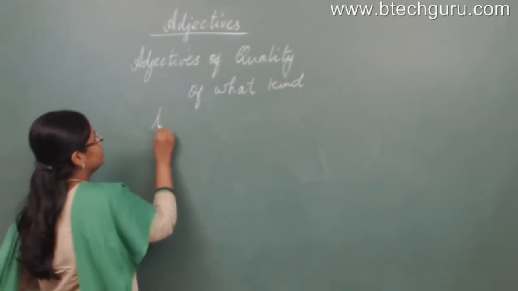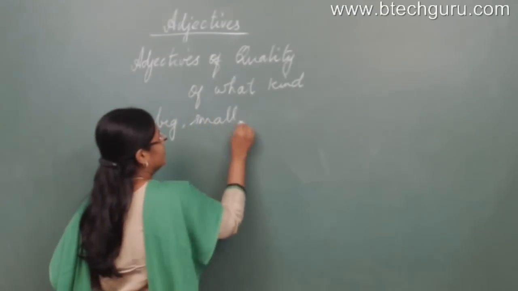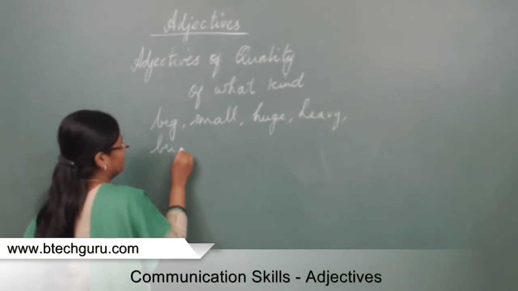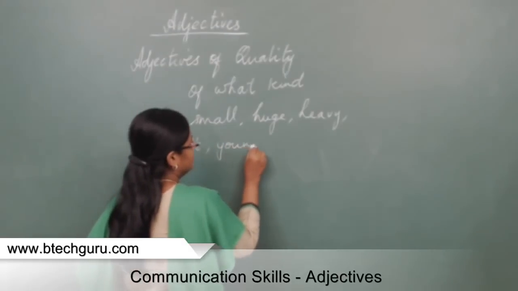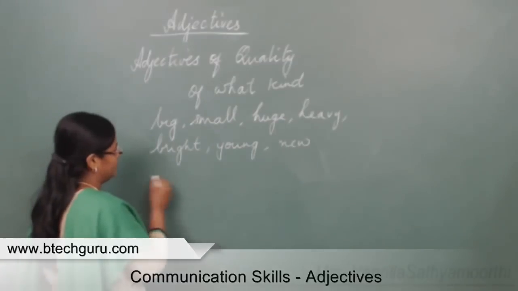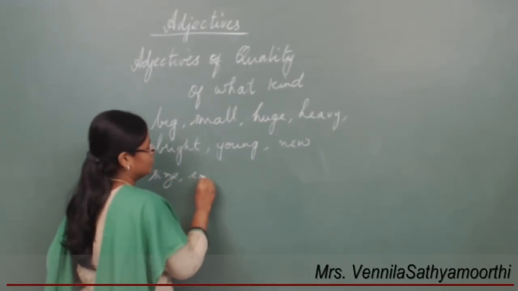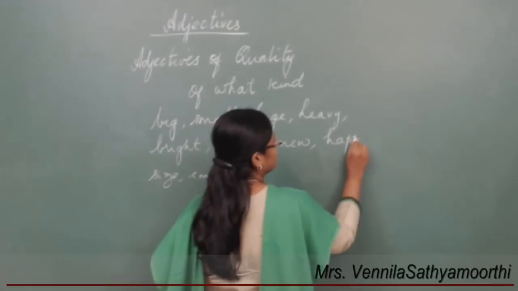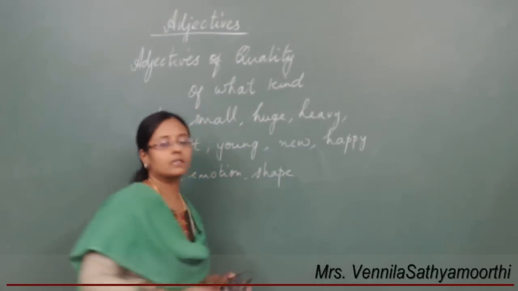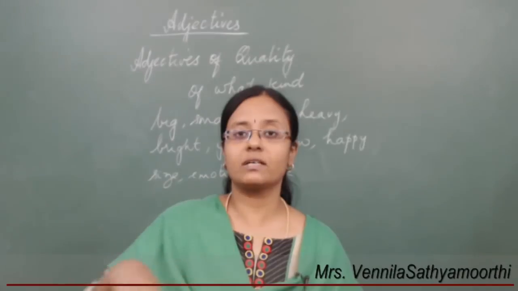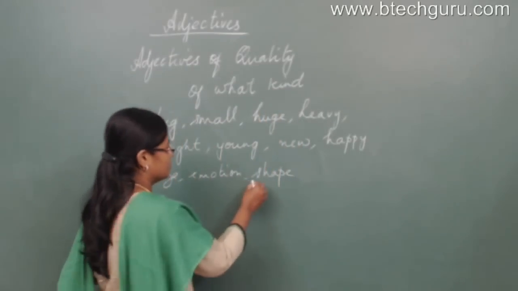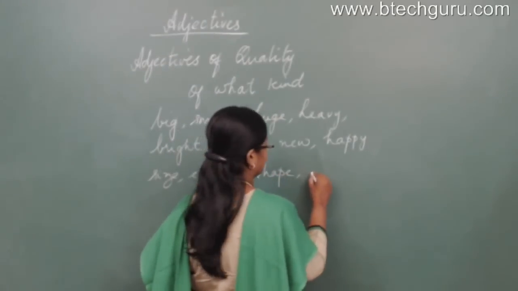Think of more examples. All these common words, say big, small, huge, heavy, bright, young, new. All these are adjectives of quality. So they describe the size or the emotion. Let's see, happy. Happiness is an emotion. Emotion or shape. If you say this is a round table, so there you are describing the shape of the table. A square clock, a rectangular box.